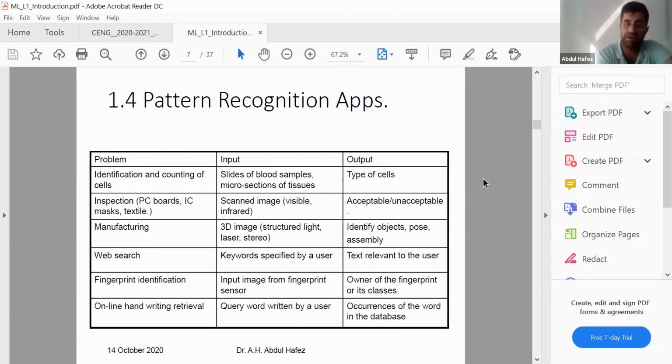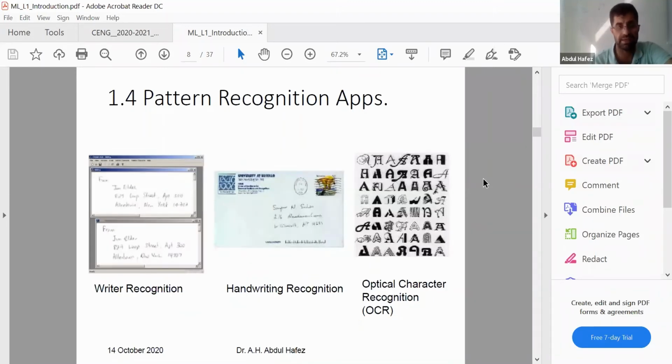Do you have an idea about any of these applications? If not, you just type me a question into the Google Classroom, okay? Here, I can explain some of them. For example, the most left image shows me a handwritten text. So we need to recognize who is the writer.